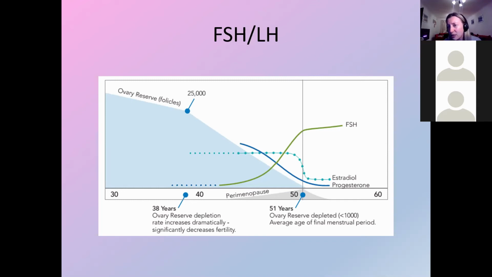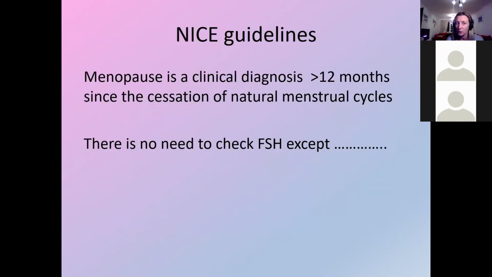And the contra to that is with no eggs left, your estradiol levels start to dip and stay low, and so do your progesterone levels. So for menopausal women, we'll see a persistently high FSH and a low estrogen and progesterone. Makes sense? Dead easy. But we've got to remember, this is what NICE say to us.